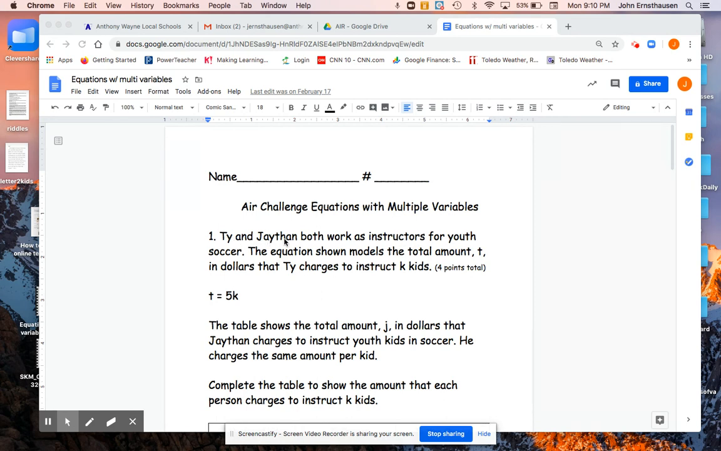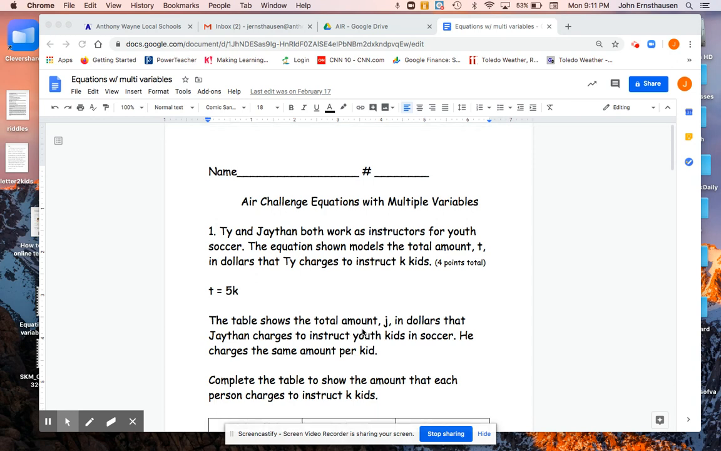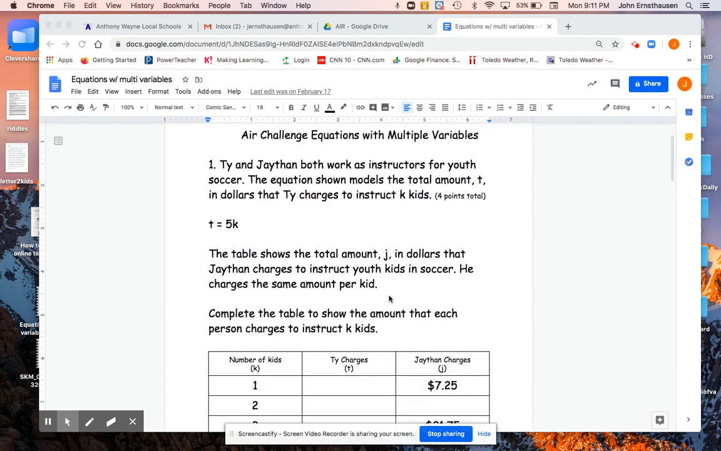First question says Ty and Jathan both work as instructors for youth soccer. The equation shown models the total amount T in dollars that Ty charges to instruct K kids. So this is an equation because it has an equal sign. T is going to represent how much money Ty is going to make, $5 per kid. Okay. The table shows the total amount J in dollars that Jathan charges to instruct youth kids in soccer.